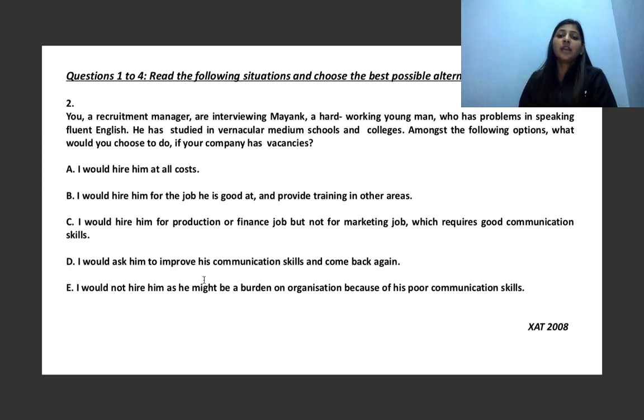You interview Mayank and Mayank is a hardworking young man, you would not want him to go. Your company has vacancies and you want to hire a hardworking young man. The only problem here is English. A, I would hire him at all costs. No, saying that is like being in favor of the person and not the company. B, I would hire him for the job he is good at and provide training in other areas. Yes, so that can be done.